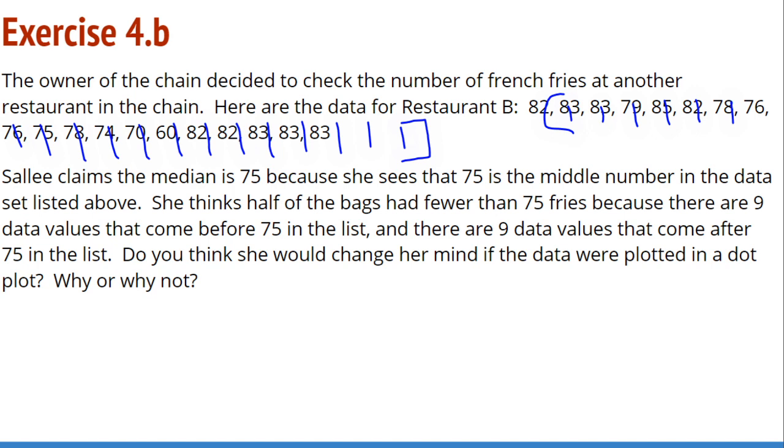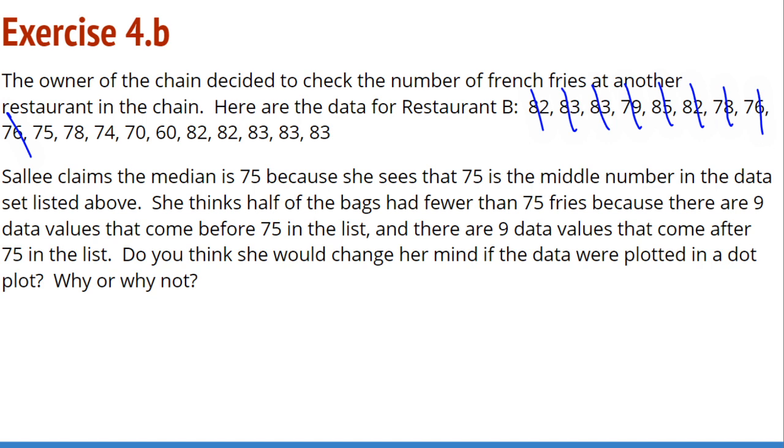Now, Sally claims the median is 75 because she sees that 75 is the middle number in the data set. She thinks that half of the bags had fewer than 75 because there are 9 that come before 75 and 9 that come after 75. So she counted and said there are all of these numbers of French fries here, and she said that we were going to have 9 before this, and 9 after. So 75 is the middle of the data set.